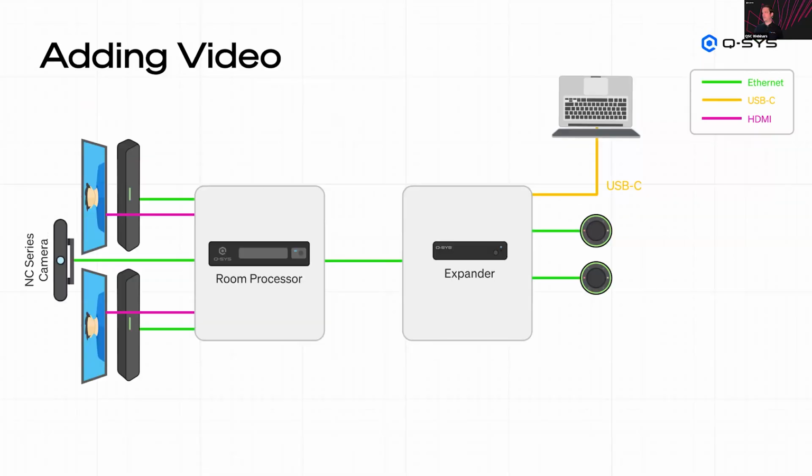Actually, I went a little too fast there. So guys, I just wanted to pause here. That's the system. It's just the room processor, the expanders, a couple of microphones, a couple of speakers, and a camera. And that's it. That's all you need. It's all connected in, all powered over PoE. Very, very simple.